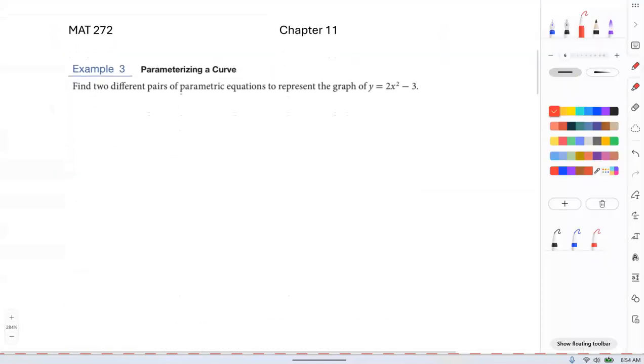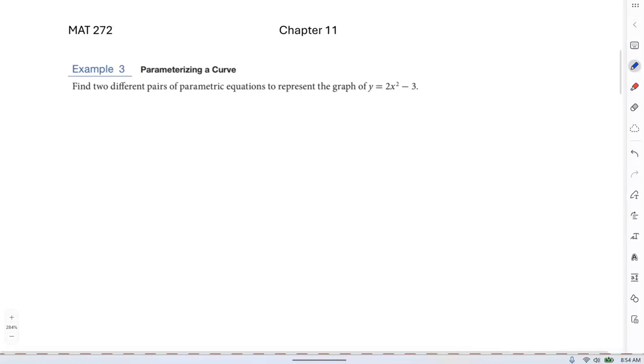The last thing we're going to talk about is parameterizing a curve. We're going to find two different pairs of parametric equations that represent the graph y equals 2x squared minus 3. So we're trying to parameterize this quadratic. We know the domain of this quadratic is all real numbers. I can plug anything in for x, and then I'm going to get out a specific set of y values that look like 2 times x squared minus 3.